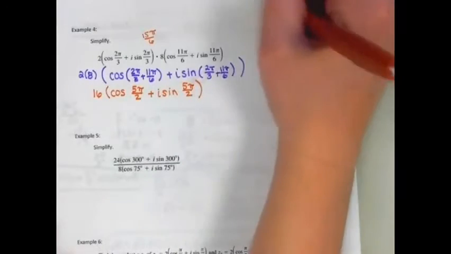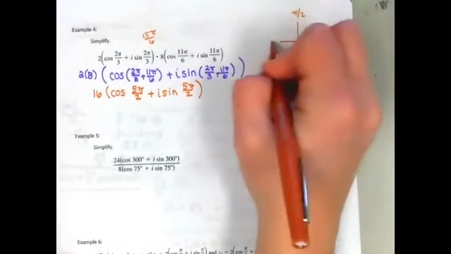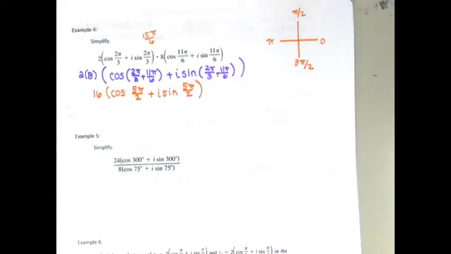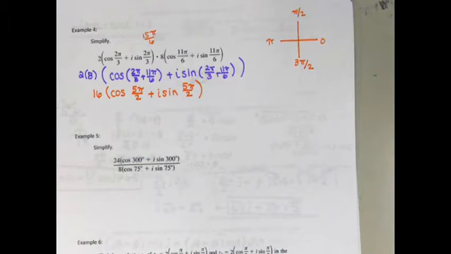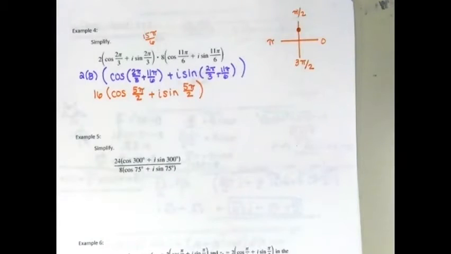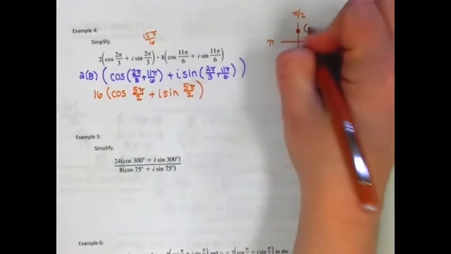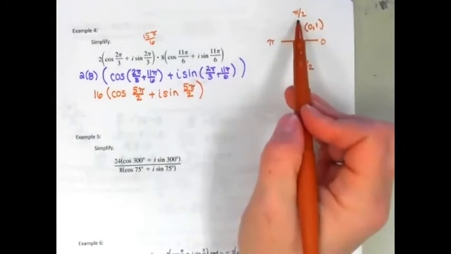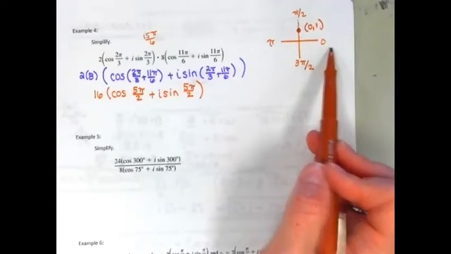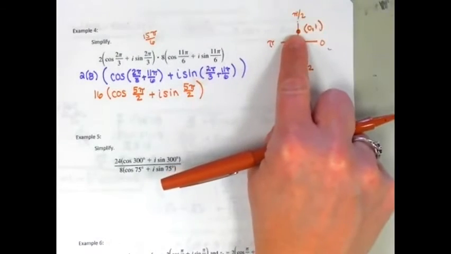So 5 pi over 2, because normally here's 0, pi over 2, pi, 3 pi over 2. So where would 5 pi over 2 land? Right here, right? What is that as a coordinate? 0, 1, right? Yes, because pi over 2, this would be 2 pi over 2, 3 pi over 2, 4 pi over 2. So then this one would be 5 pi over 2, correct?